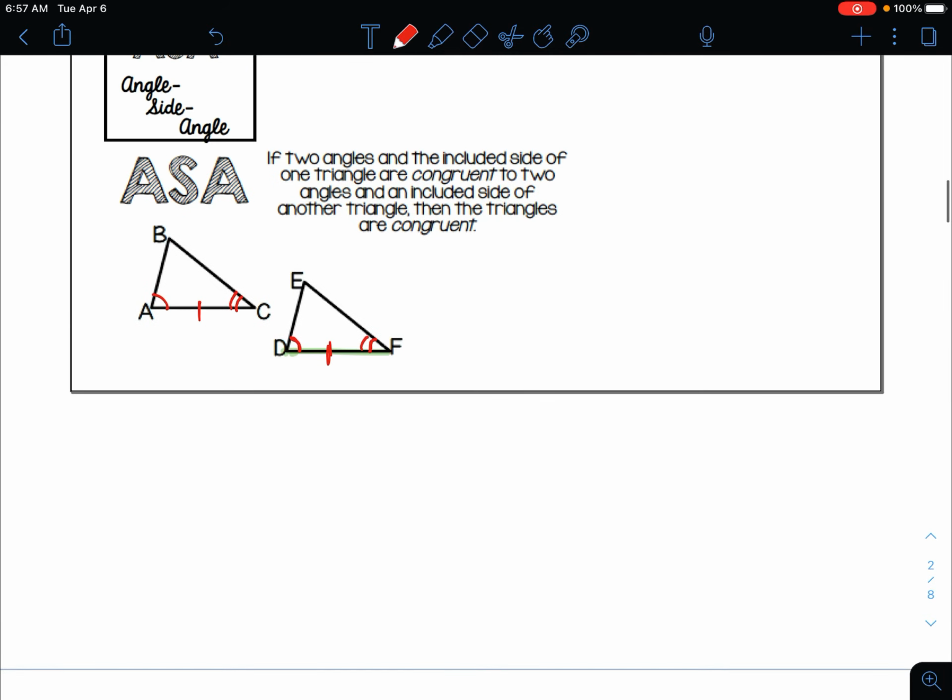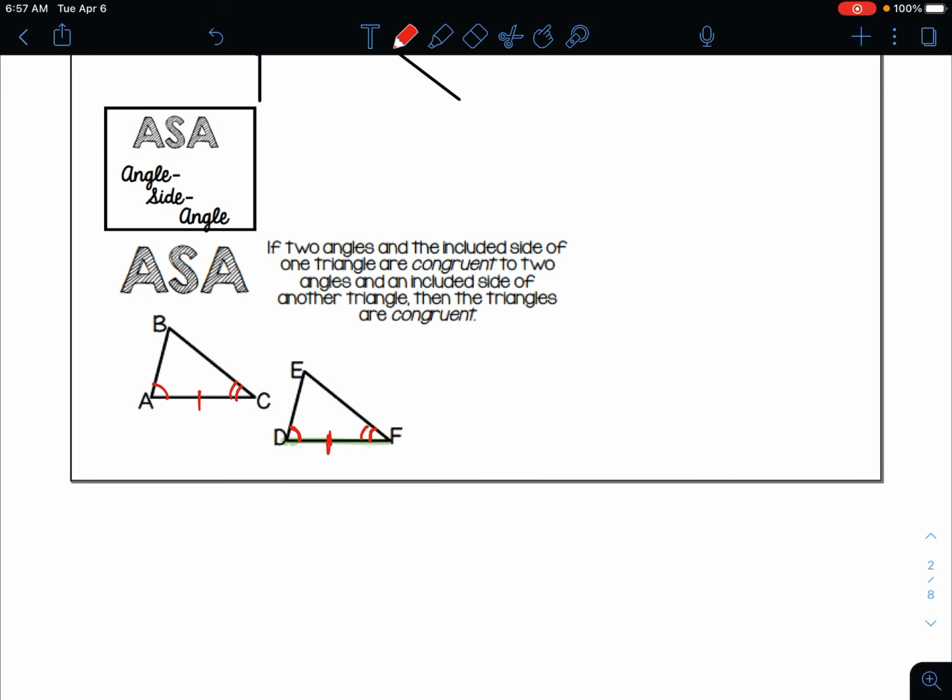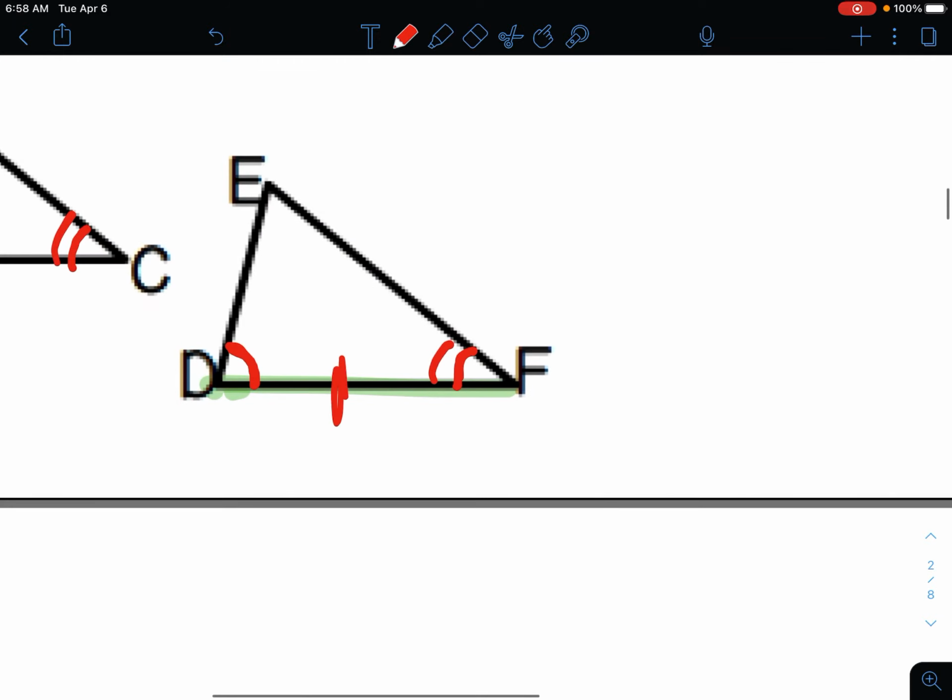So the difference between angle, angle, side and angle, side, angle is, yes, two pairs of angles are congruent and one side. You just have to know, is it the included side or not?